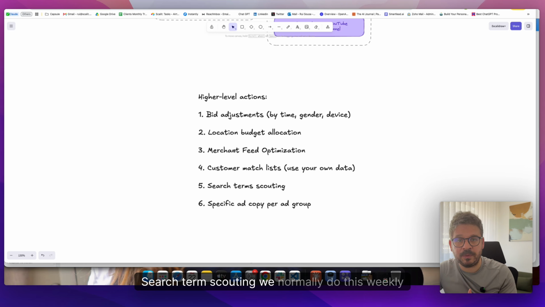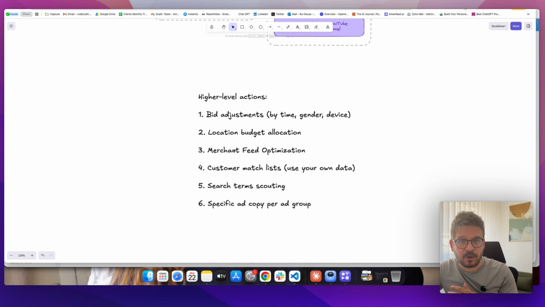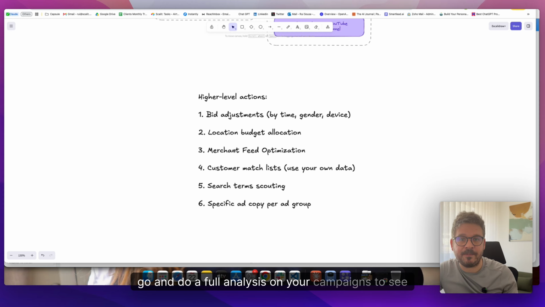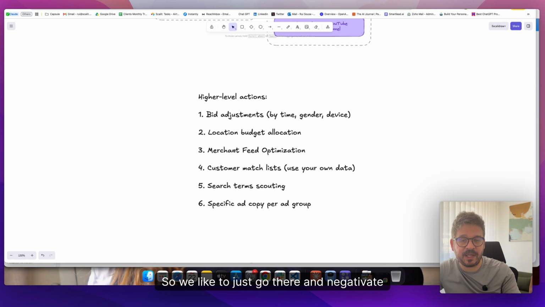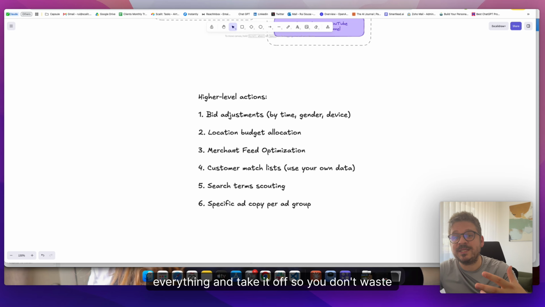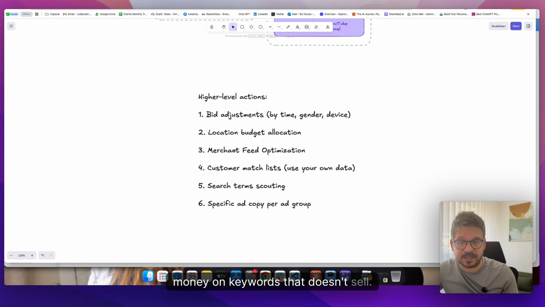Search term scouting, we normally do this weekly, which is mainly go and do a full analysis on your campaigns to see what you are actually bidding on, like what are the search terms that people are searching when they find your brand. And sometimes there is waste, like there are keywords that people click on and that has nothing to do with your brand, or they are not buying intent, for example. So we like to just go there and negate everything and take it off, so you don't waste money on keywords that don't sell. Okay.